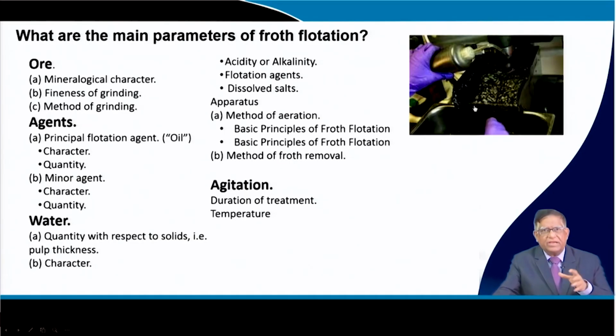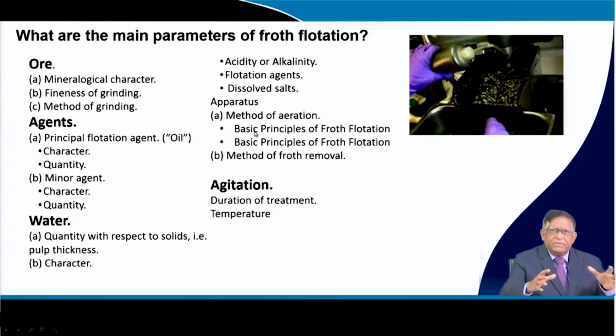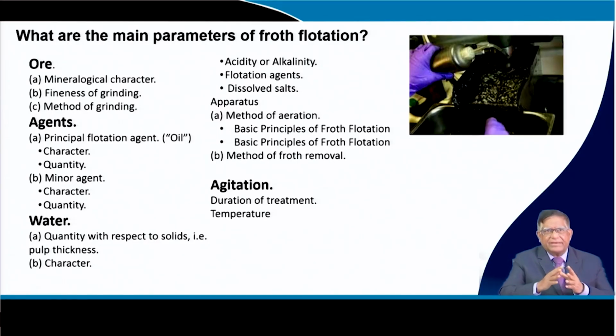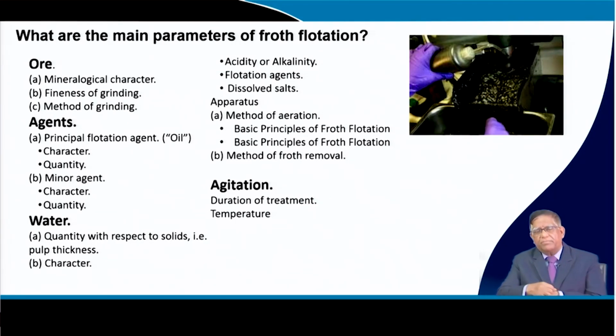Now, overall, when you are doing this operation of forming the froth and adding oil and things like that, you need to consider different parameters which are related to the ore, their mineralogical character, their fineness of grinding, their method of grinding, depending on which method you have used, whether it is an autogenous mill, a ball mill, or a rod mill, they will give different characteristics of the material.